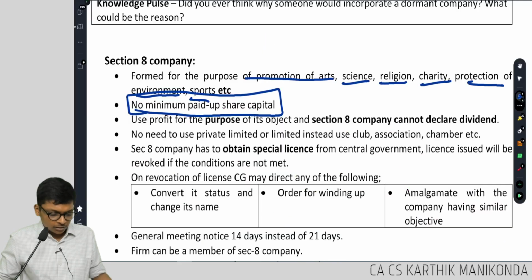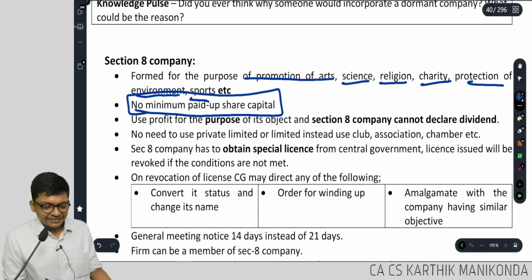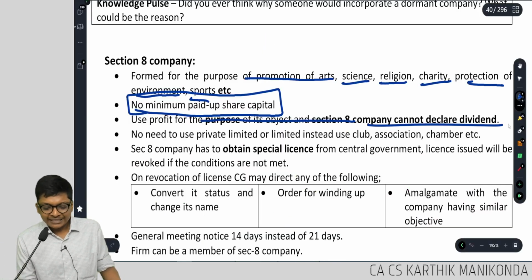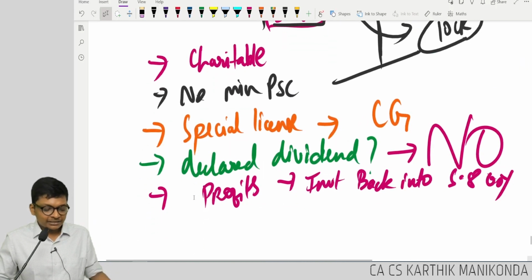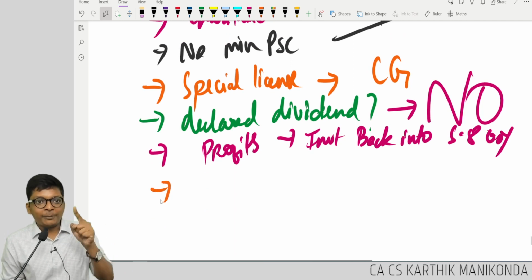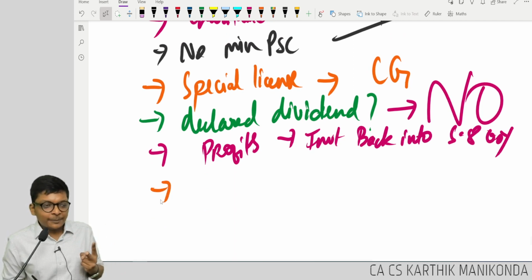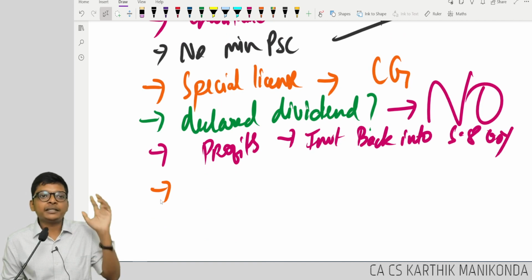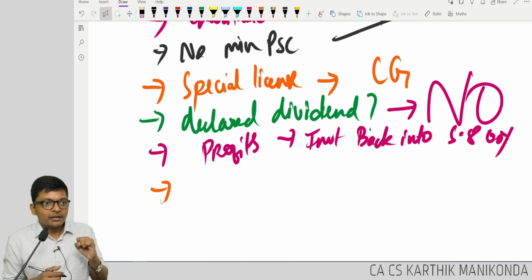Okay. So what are the points, guys? Only for the purpose, it cannot declare dividend, has to obtain special license. Next key point, a private limited company will use the term private limited. Public limited company will use the term limited. One person company will use the term OPC. Section 8 company will not use limited, private limited or OPC.